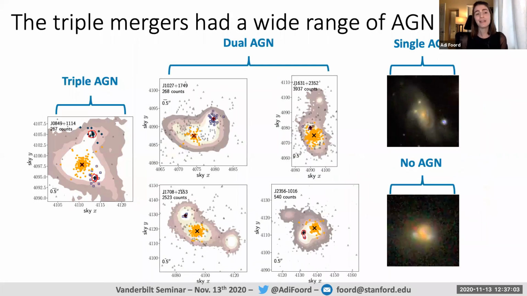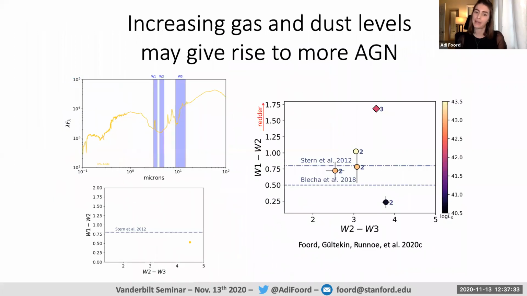So this was a really great sample to analyze because the triple mergers ended up having a really wide range of X-ray AGN activity. All the way from likely having no X-ray AGN, all the way up to having 3 X-ray AGN. And so this variety allowed me to look into possible links between X-ray AGN activity and differences in their environments as measured by the WISE telescope, which observes in the mid-IR band.